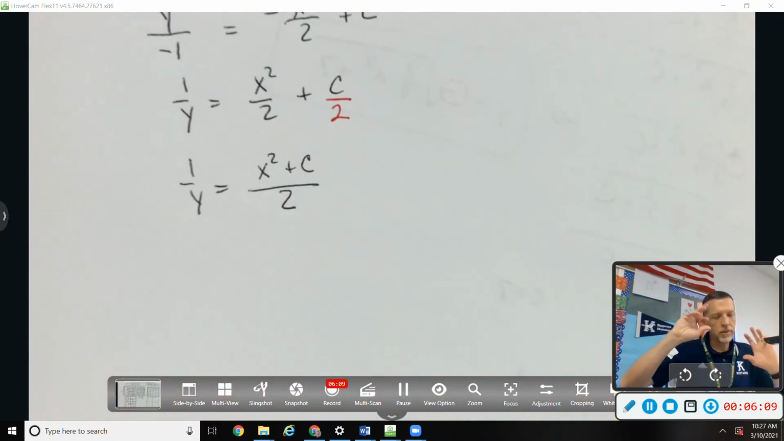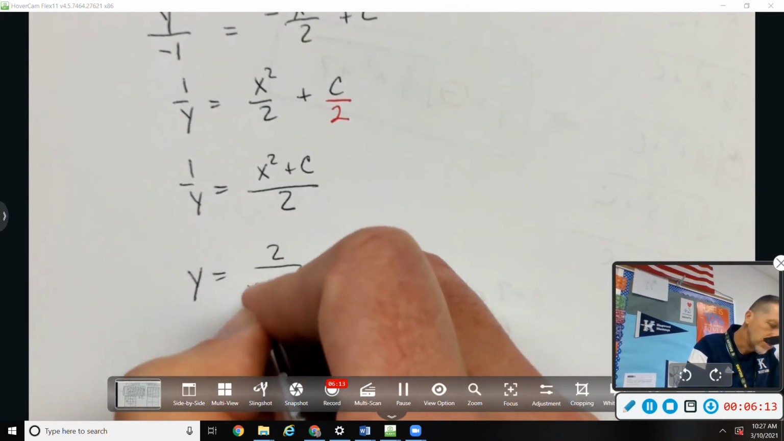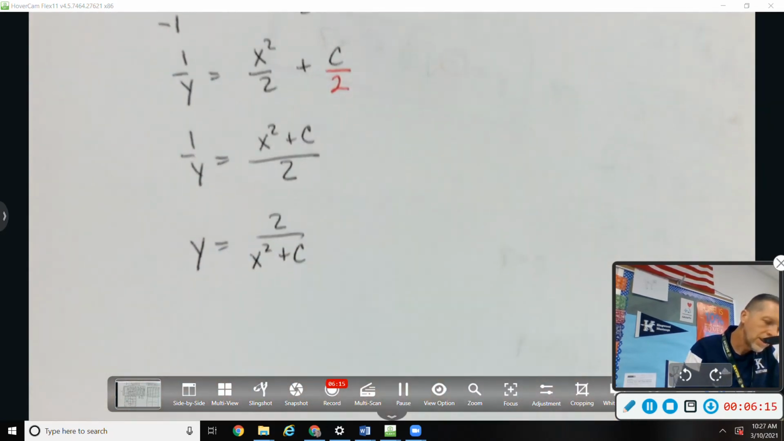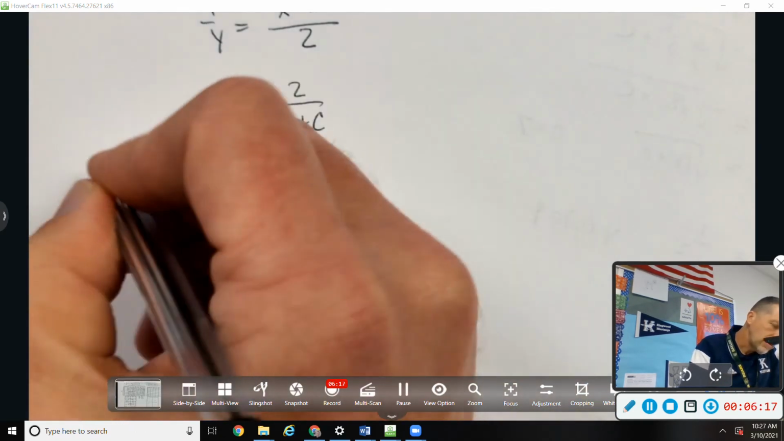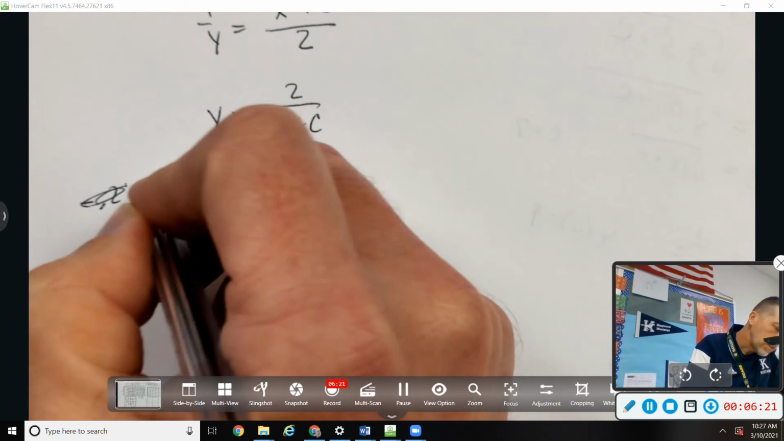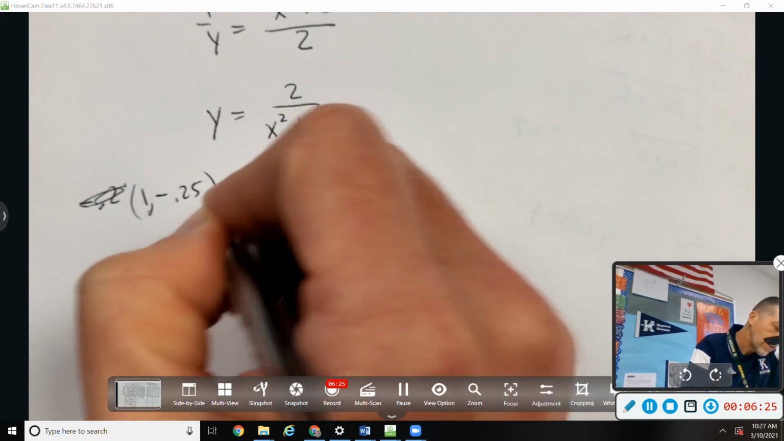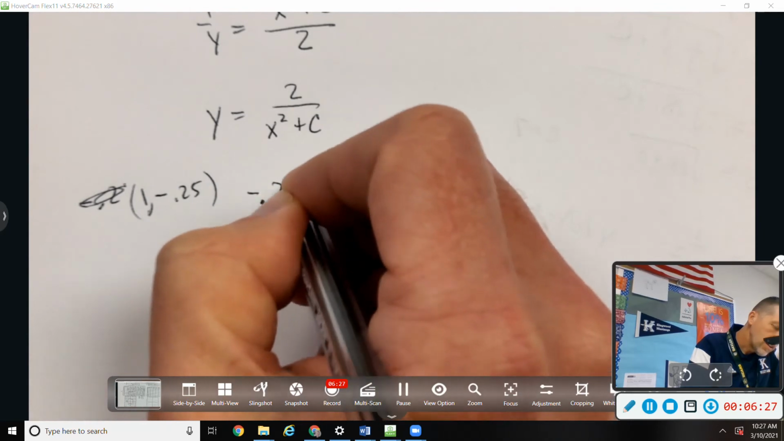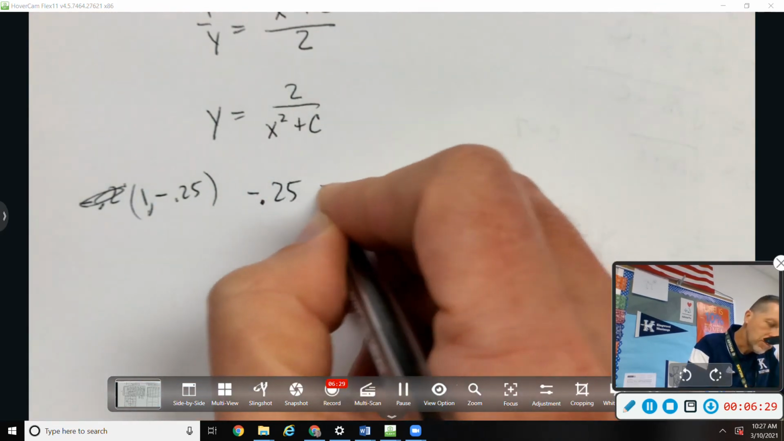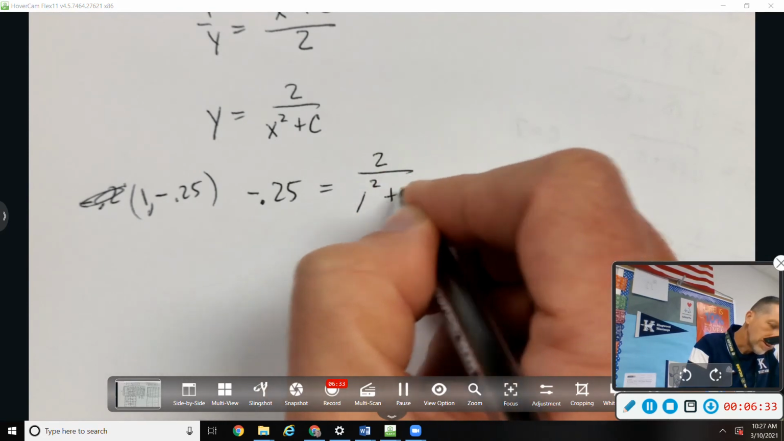Now let's flip both sides. So y equals 2 over x squared plus c. And now we know, or we can use, x is 1, y is negative 0.25. So negative 0.25 equals 2 over 1 squared plus c.